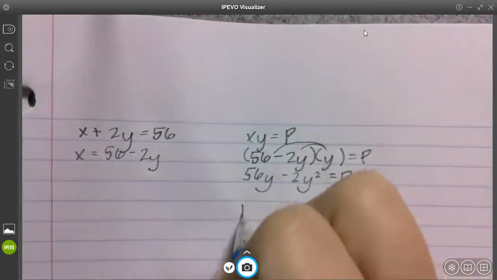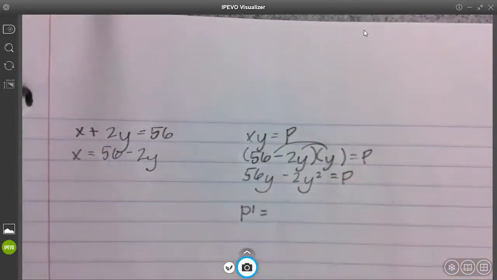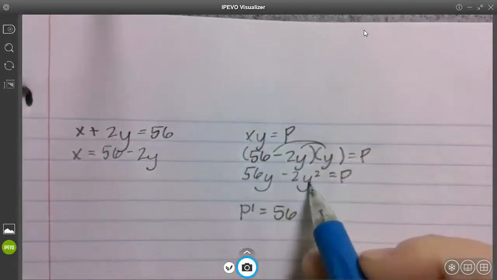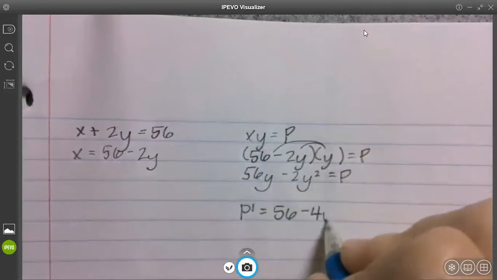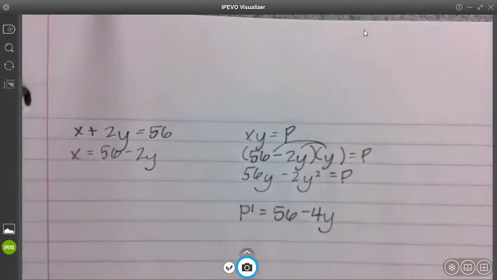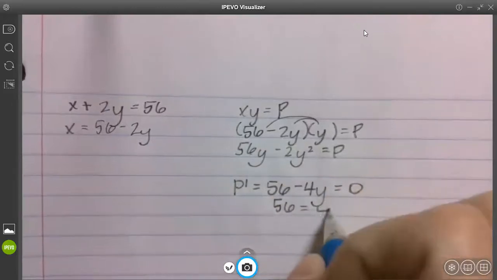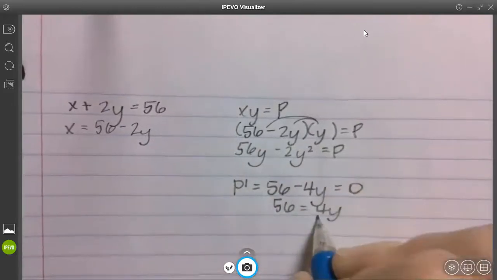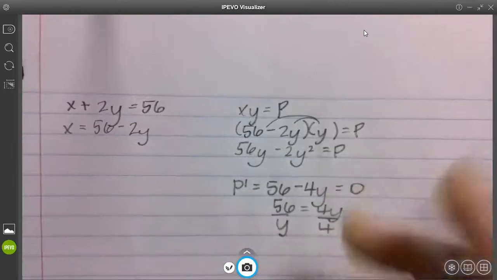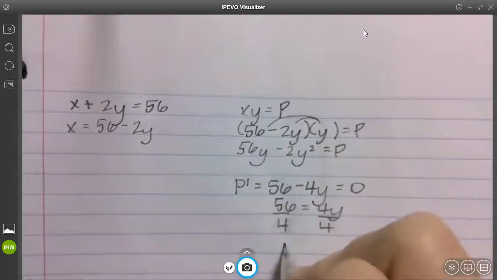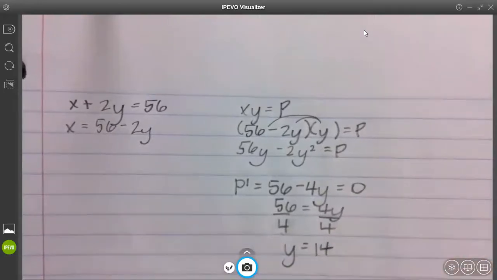Then we're going to find the derivative of that. The derivative of 56y is 56. The derivative of negative 2y squared is negative 4y. Once we get our derivative, remember we set that derivative equal to 0. And now we're going to solve for y. So I'm going to subtract or add the 4y over and then divide by 4. And I get that y is 14.